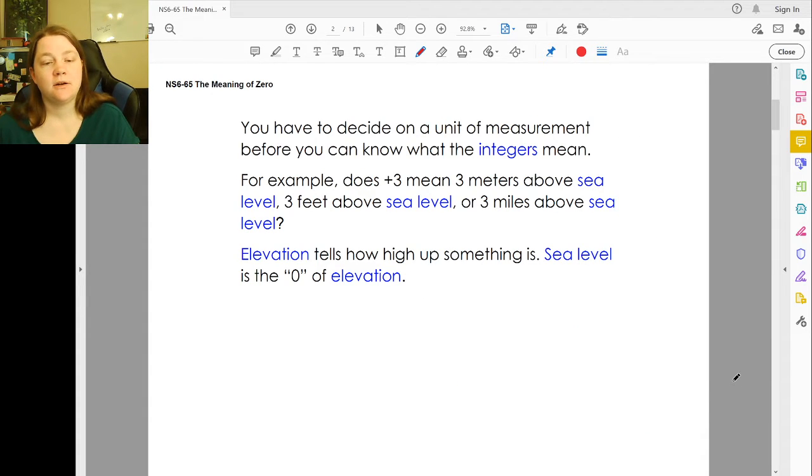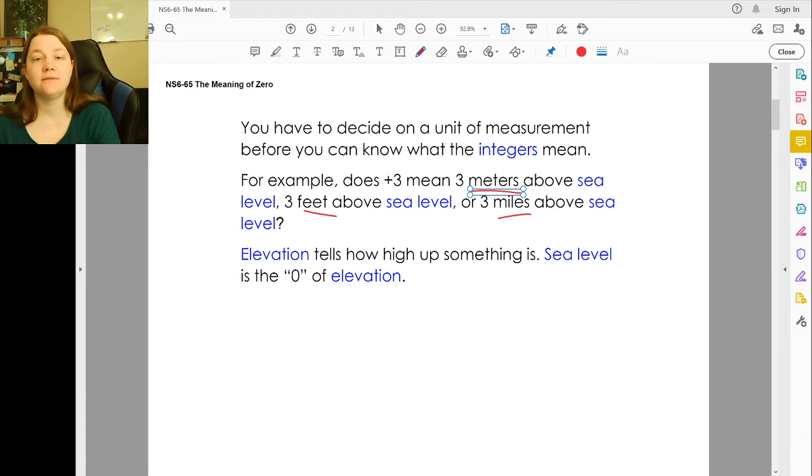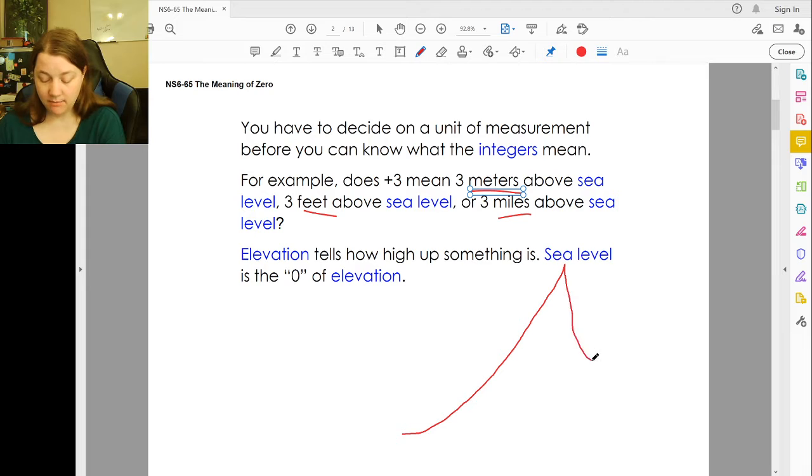So you have to decide on a unit of measurement before you can know what the integers mean. For example, does +3 mean 3 meters above sea level, 3 feet, or 3 miles? Elevation tells how high up something is. Sea level is the zero of elevation. If I'm talking about the elevation of land, it's talking about how high a mountain is, different mountain ranges.